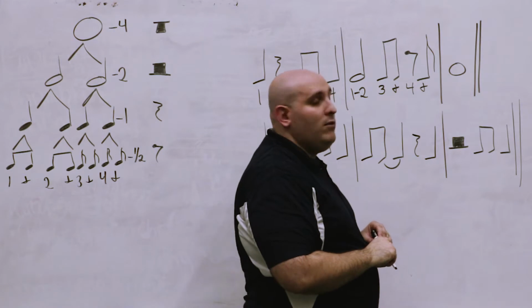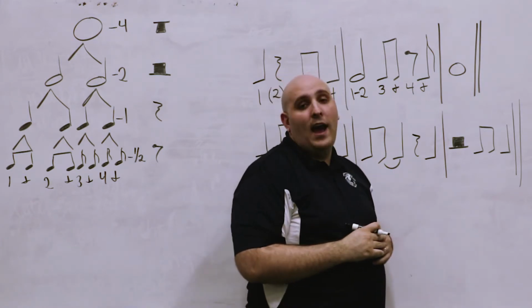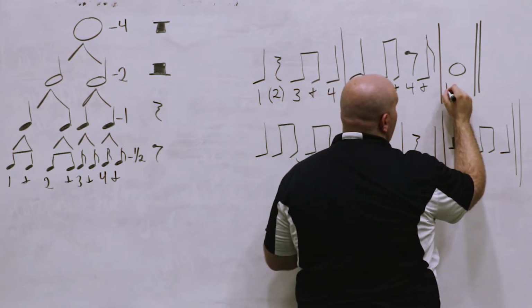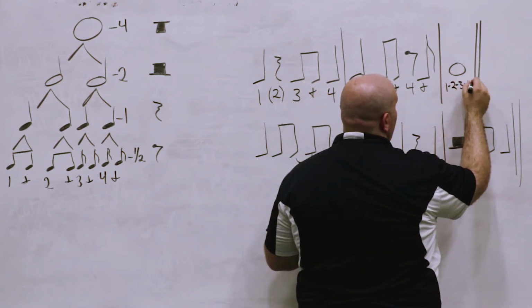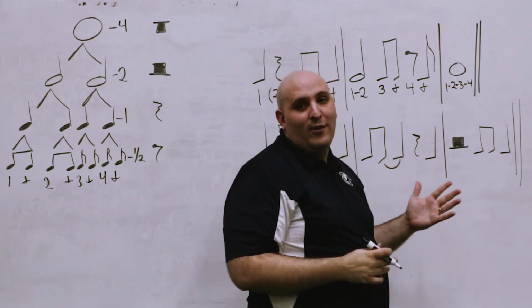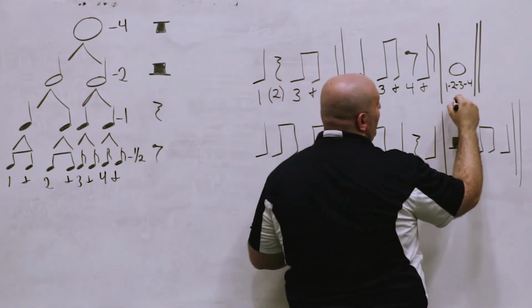Finally, we get to our whole note, and again, our convention is if it's a half note or larger, we write in all the beats. So technically speaking, you would put 1, 2, 3, 4. That said, depending on how much space you get on certain things, sometimes it's just easier to fit 1 through 4.